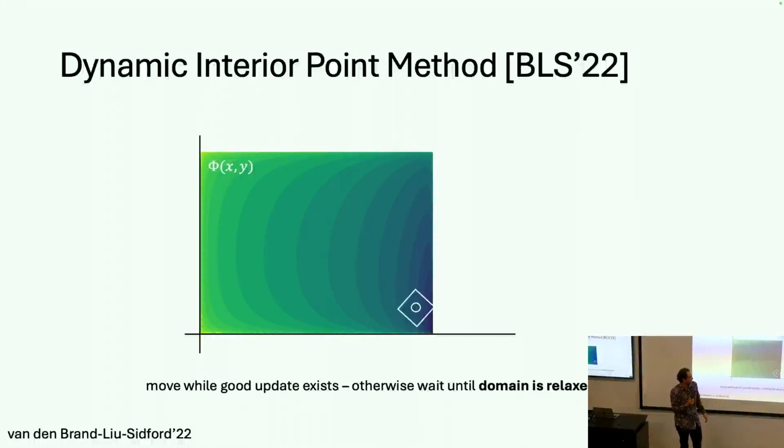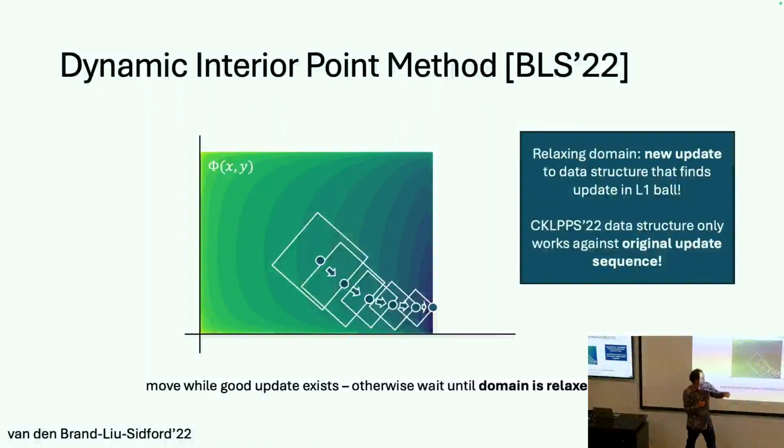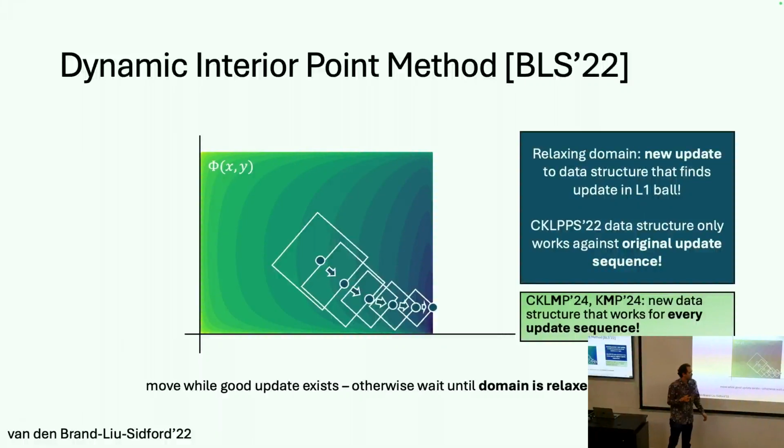So the problem with this new thing where you sometimes wait for the domain to be relaxed is that the dynamic algorithm of CKLPPS doesn't work against this update sequence. It only works against the update sequence that's given by MaxFlow. It structurally exploits that the update sequence is nice, so it won't work if you try to use it for this problem. But we, in 2 articles that we presented at this year's talk, give a new data structure that works for every update sequence.